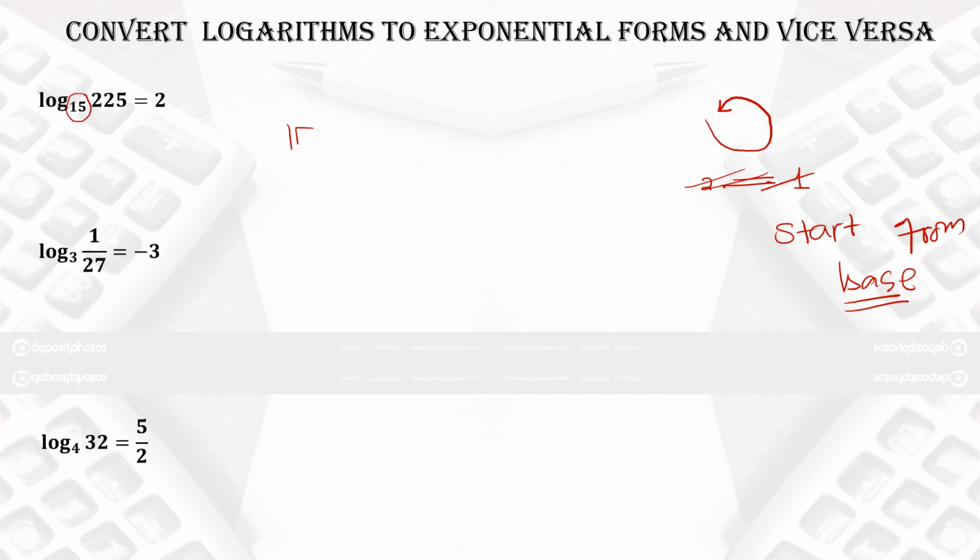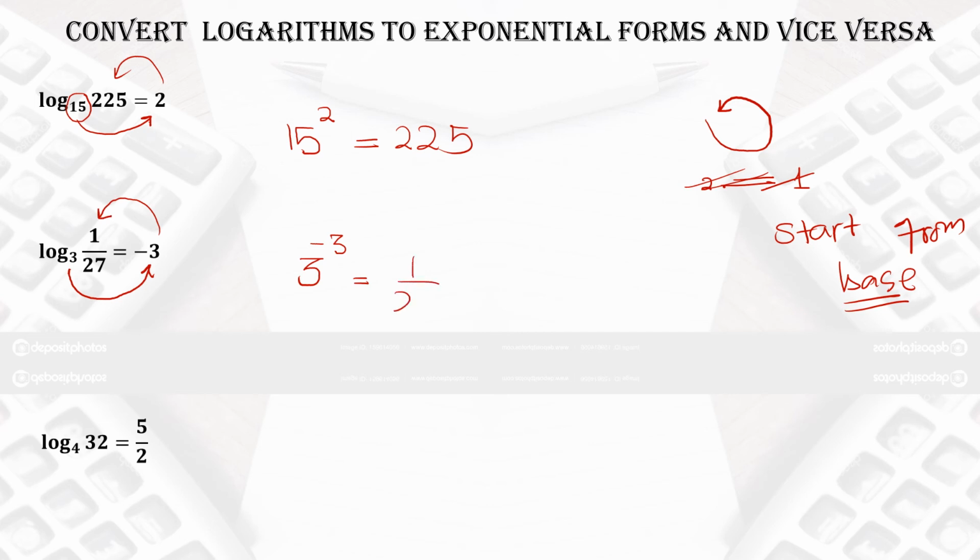So you can write here 15 raised to the power 2. You move your hand in the anti-clockwise direction, 2 equals to, 15 to the power 2 is 225, and that's your answer. Let's do another one. So here, start from the base, move your hand in the anti-clockwise direction. So you will write 3 to the power of negative 3, and then put the equal sign and write the remaining thing, that is 1 over 27.